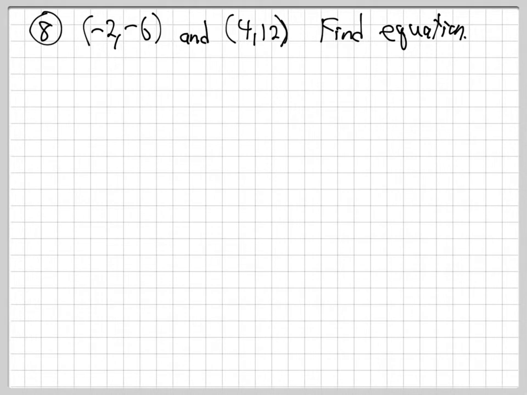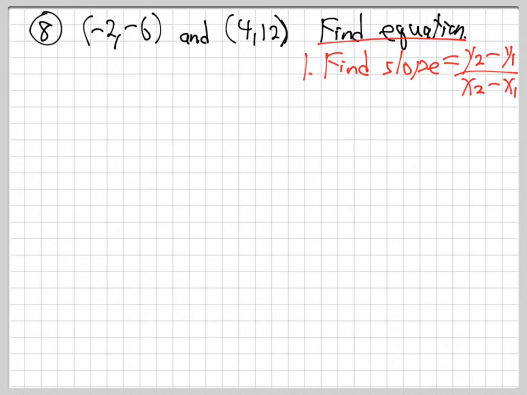Find the equation. Okay, so how do we do this? I think it's been a while since we've done this kind of thing. There's two things. Whenever they say find the equation, and they'll do this a few times in these two sections, 4.1, 4.2. So number 1, you have to find a slope. And the slope formula, remember, is y2 minus y1 over x2 minus x1. So there's step number 1. Slope equals y2 minus y1 over x2 minus x1.